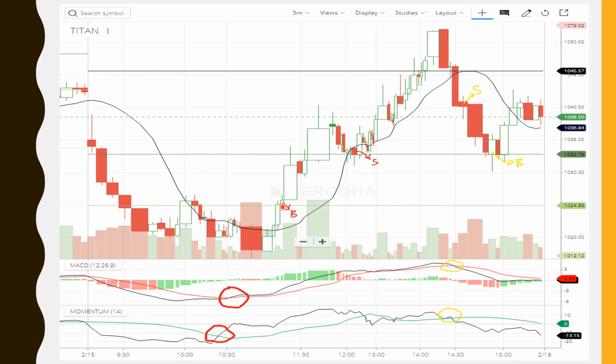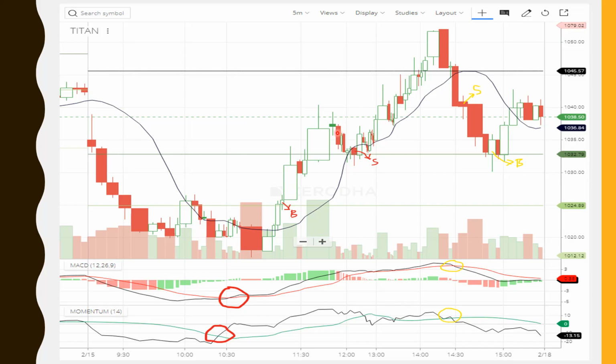You enter at around 1025 or something, and you are exiting at almost 10 rupees profit. You can exit around here. When you see this red candle, it got rejected here, you can exit here. No need to wait for it to close below the triangular moving average. You can book your profit here.